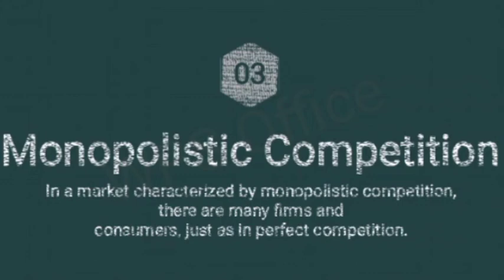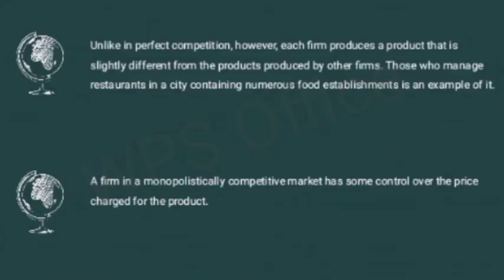Third is monopolistic competition. In a market characterized by monopolistic competition, there are many firms and consumers, just as in perfect competition. Unlike in perfect competition, however, each firm produces a product that is slightly different from the products produced by other firms. Those who manage restaurants in a city containing numerous food establishments is an example of it. A firm in a monopolistically competitive market has some control over the price charged for the product.